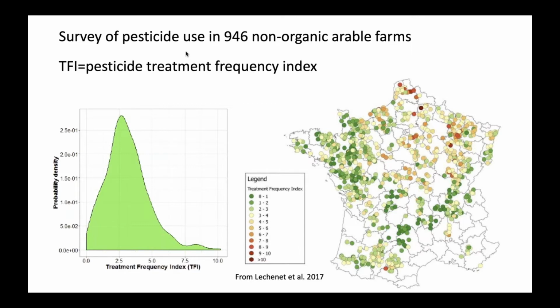I only show here on this slide the treatment frequency, which corresponds to a number of normalized pesticide treatments per season. So on the right, you can see the distribution of the treatment frequency index across the whole group of farms, and on the left, sorry, on the right, you can see the farm-specific value. The red indicates a high number of treatments, like 8 or more, and the green indicates low values.